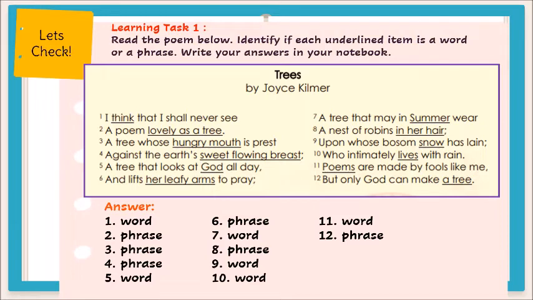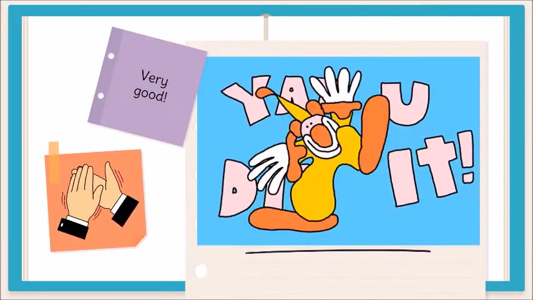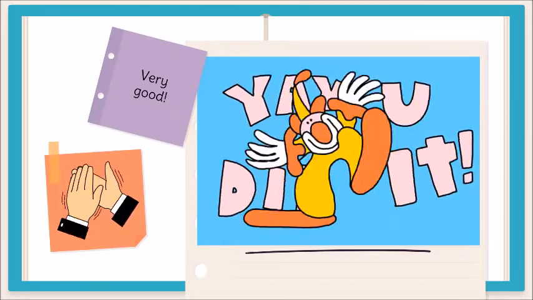Number 8. In her hair. It is a phrase. Number 9. Snow. It is a word. Number 10. Lives. It is a word. Number 11. Poems. It is a word. Number 12. A tree. It is a phrase. Did you get it right? Very good.